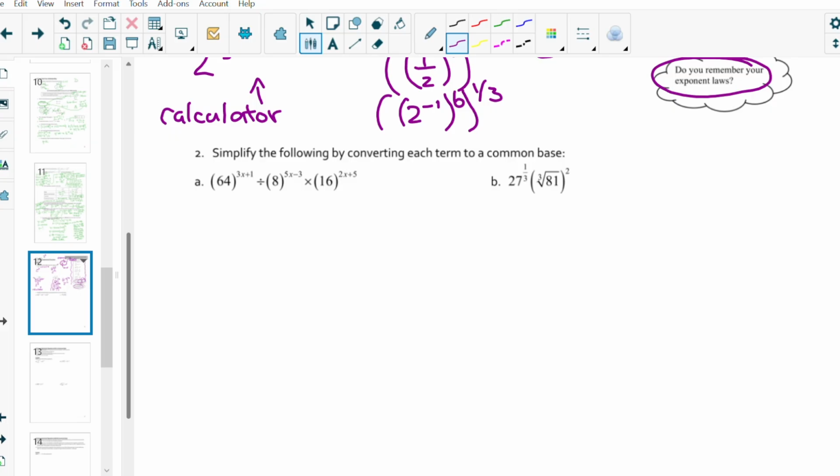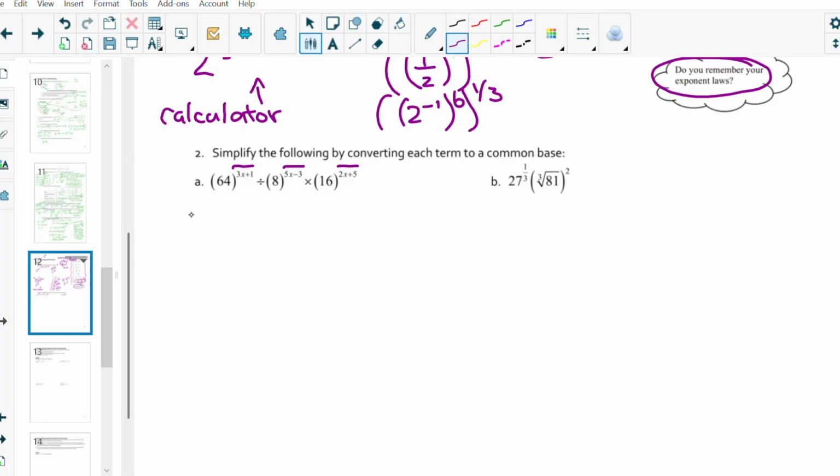Okay, simplify the following by converting each term to a common base. So this is a key idea here when we move into solving actual equations and functions, but let's first understand how do I make this into common bases, okay, and then applying our exponent laws, this time with exponents that are with variables.